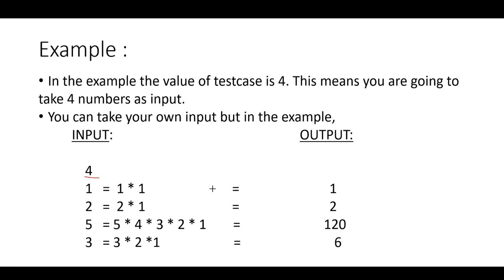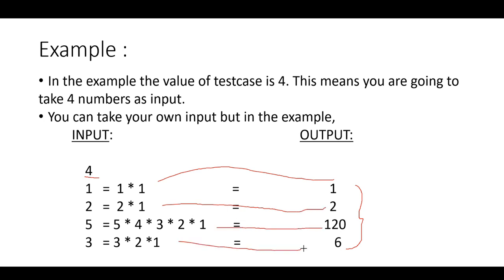Then what about 1 factorial? 1 into 1, and 2 factorial will be 2 into 1, and 5 factorial will be 5 into 4 into 3 into 2 into 1, and 3 factorial, as you know, is 3 into 2 into 1. The output will be their factorials. For 1 factorial the output is 1, for 2 factorial it is 2, for 5 factorial you will get 120, and for 3 factorial you will get 6. So this is the way you are going to find the factorial for a series of given integers.